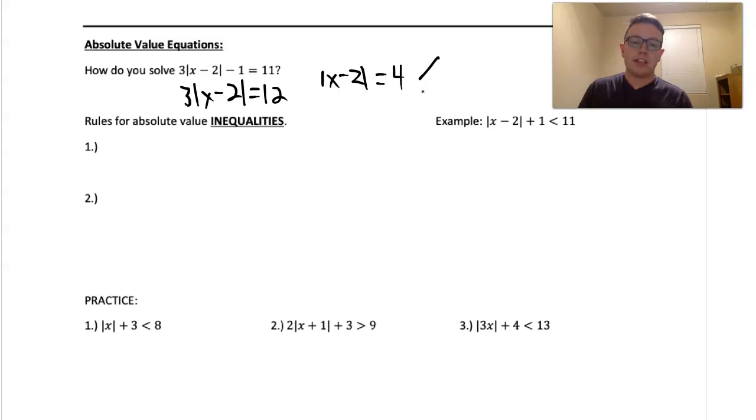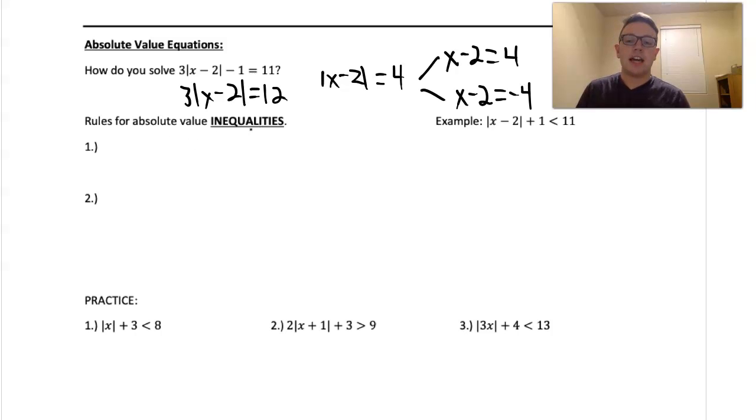What did we do here? Well, we split this up into 2 different equations. One where we were looking at a positive 4, and one where we were looking at a negative 4. Because remember, absolute value is distance. So this could be at positive 4. Positive 4 is 4 units away from 0, but negative 4 is also 4 units away from 0.